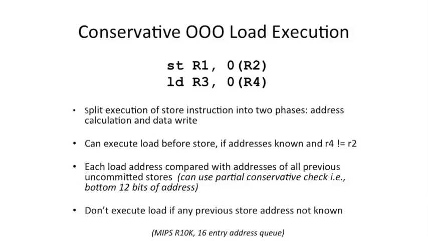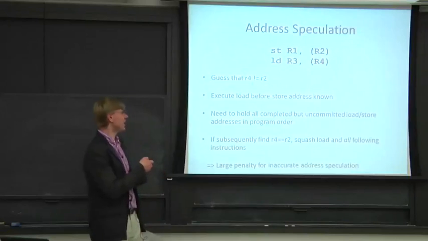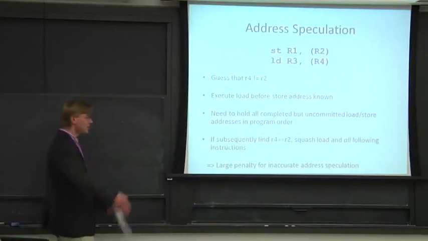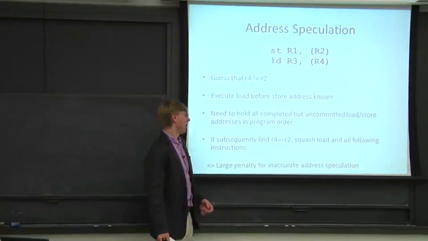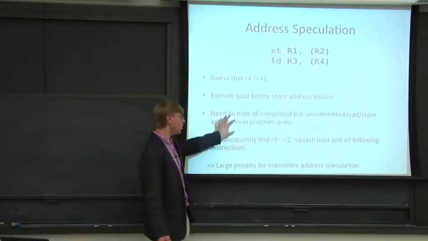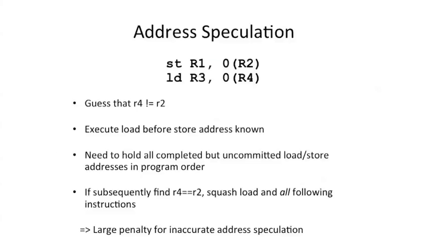Okay, well, could we do one better? Let's start speculating. Let's guess that these are not equal. Let's execute the load before the store. And then we hold off committing the loads and store instructions, and we do that in order. And if something bad happens, so if the registers do equal each other, we have to replay all of these instructions.